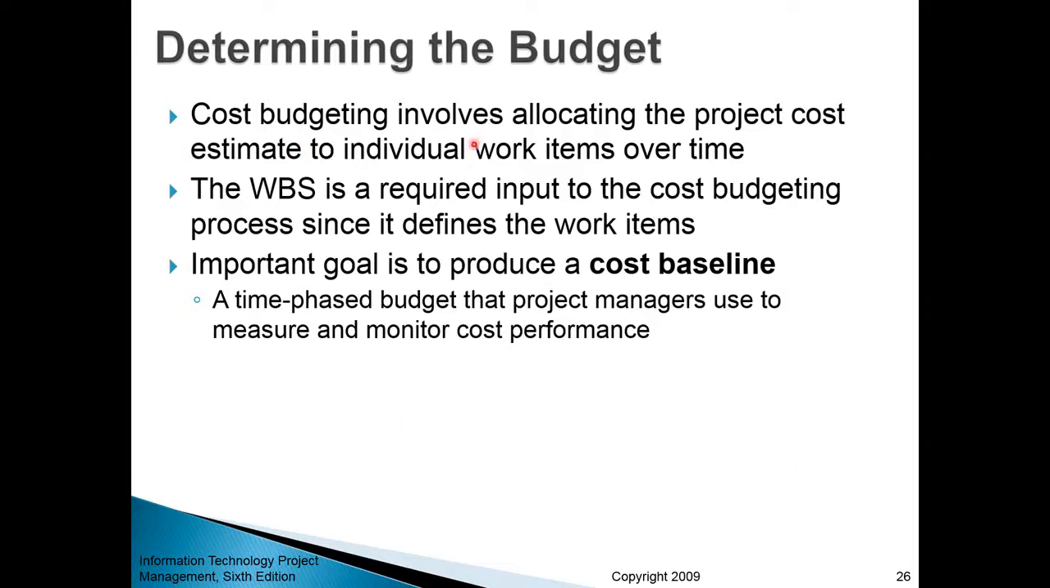Cost budgeting involves allocating the project cost estimates to individual work items that you have in your work breakdown structure over time, right? So you allocate whatever amount you allocated to a particular work breakdown structure item over time. The work breakdown structure is a required input to the cost budgeting process, since it defines the work items, right? It tells you which items need to be allocated over time and what is the amount attached to those items. So the important goal here is to produce a budget which is also your cost baseline.